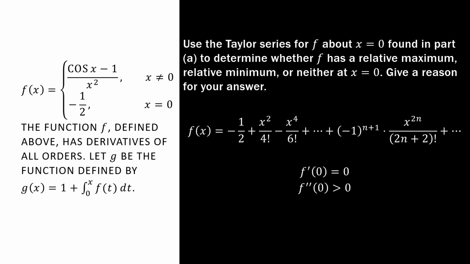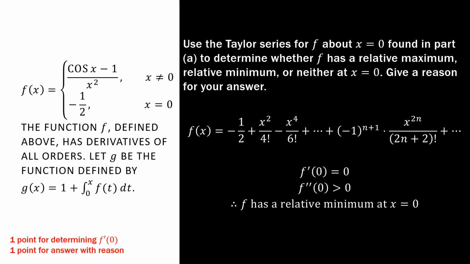I also noticed that my x squared term, which would correspond to that second derivative, is positive, so it's greater than 0. So I know my first derivative is 0, which tells me I have a maximum, minimum, or a horizontal tangent. But because my second derivative is greater than 0, I know that it's concave up, which means that I have a relative min at x equals 0. So I'm going to get 1 point for determining f prime of 0, and then 1 point for the answer with the reasoning.